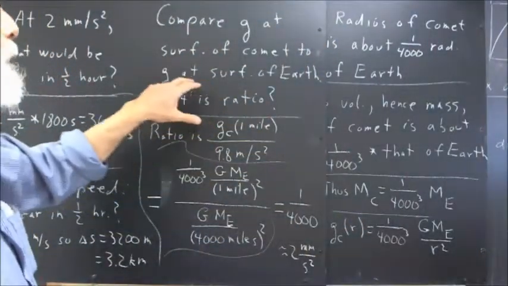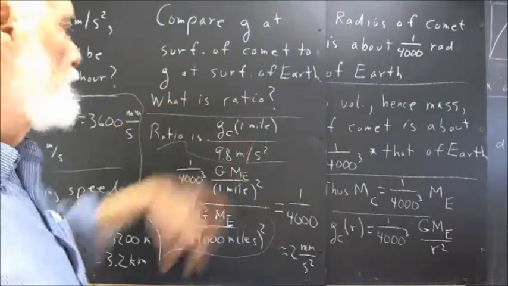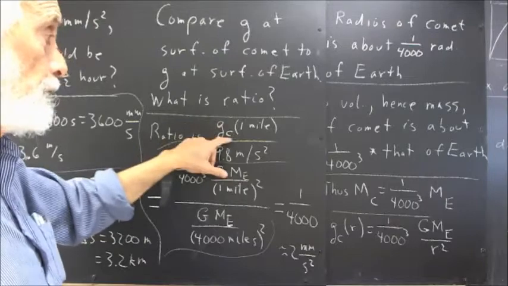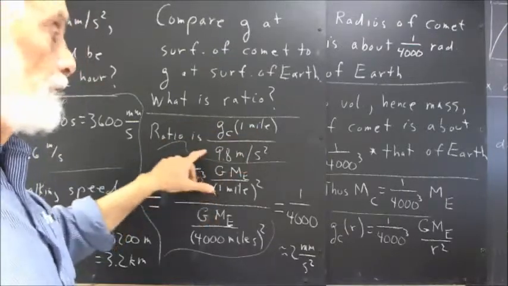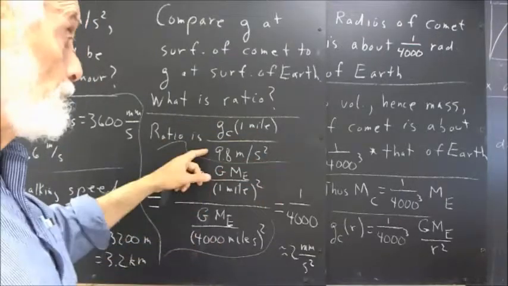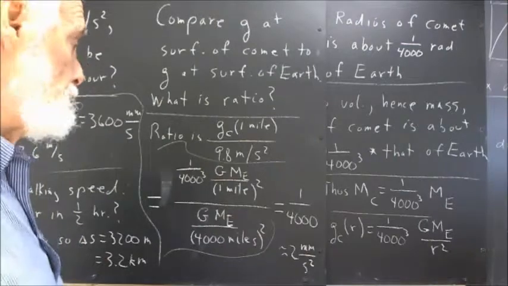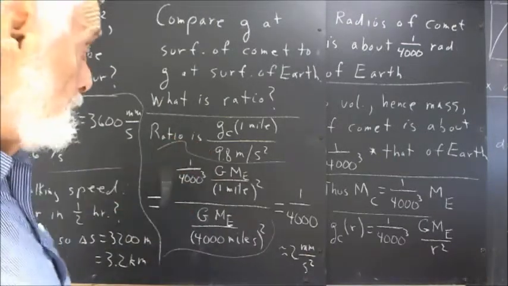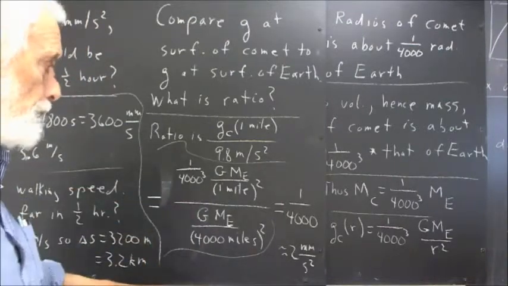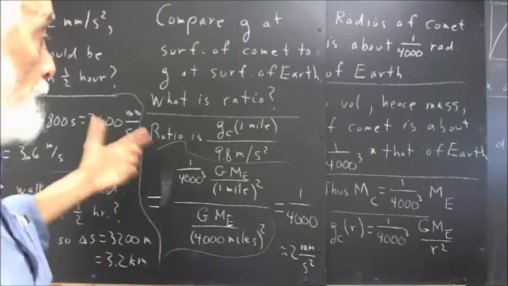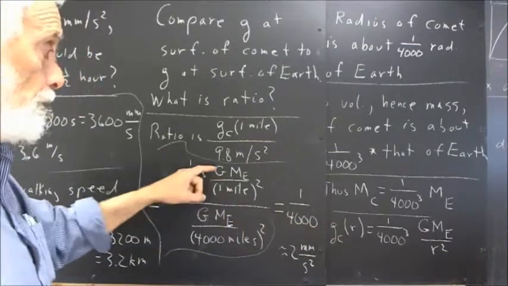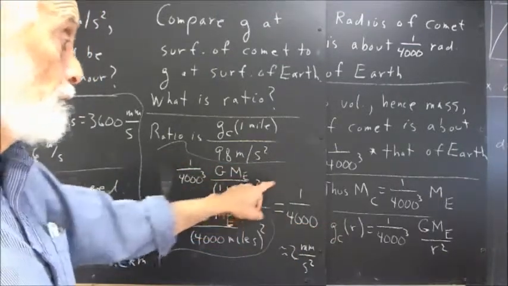So what's the ratio? Well, the ratio could be written as the gravitational field of the comet at 1 mile over 9.8 meters per second squared, which is the gravitational field at the surface of the Earth. It's going to be useful to keep that in mind. We're going to say the gravitational field of the comet is, as we saw, 1 over 4,000 cubed G mass of the Earth over (1 mile) squared.